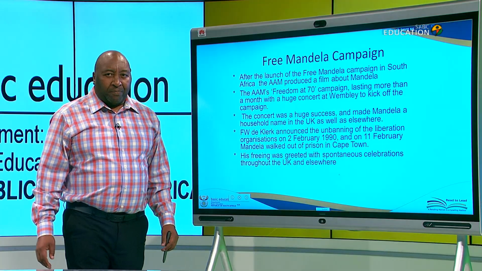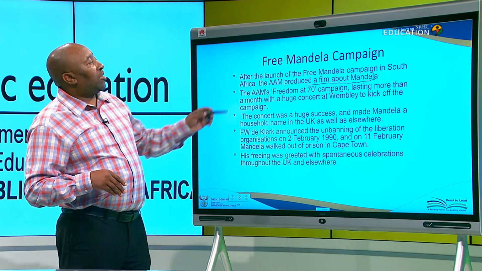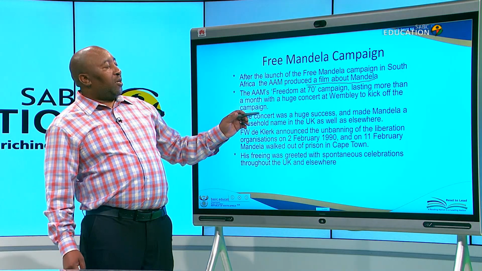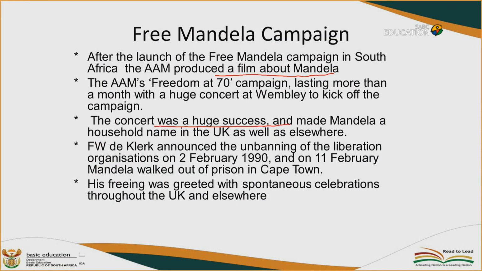Now, there was another campaign by the British anti-apartheid movement. The campaign was called the Free Mandela Campaign. The British anti-apartheid movement promoted that Mandela must be released, he must be freed by this apartheid government. They launched the Free Mandela campaign with a concert that was held when Mandela was 70 years old. They celebrated his birthday, and in that celebration, that's when they promoted the idea that Mandela should be released. That is called the Free Mandela Campaign. This concert was met with huge success. It became successful in the UK and spread worldwide.